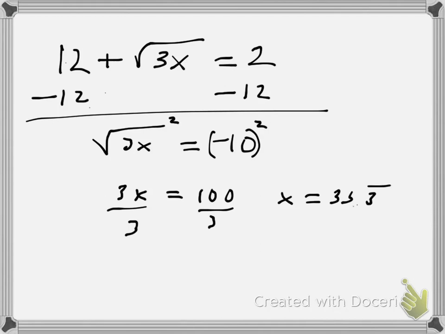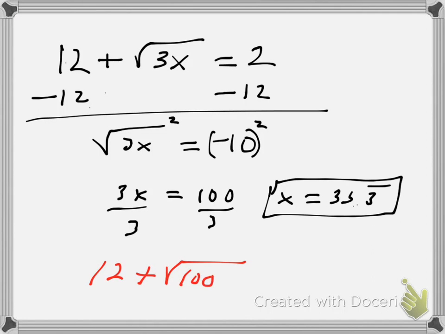So now, with this, I substitute my value in to check this solution right here, and you have to do this every single time. So when I substitute this in, I'm going to end up with 12 plus the square root of 100 equals 2.